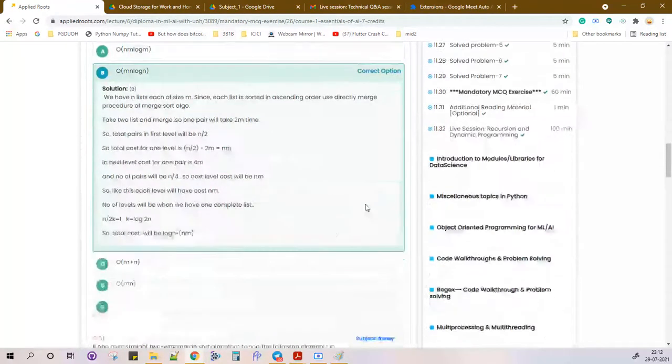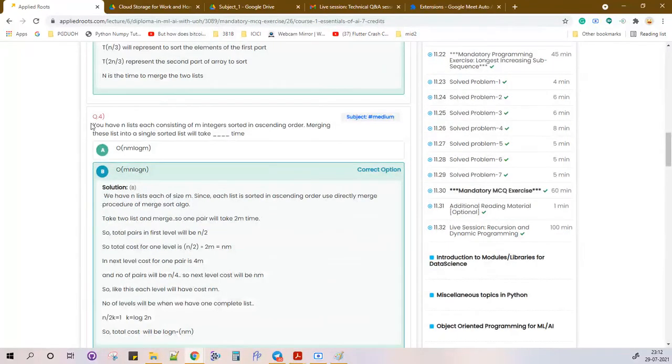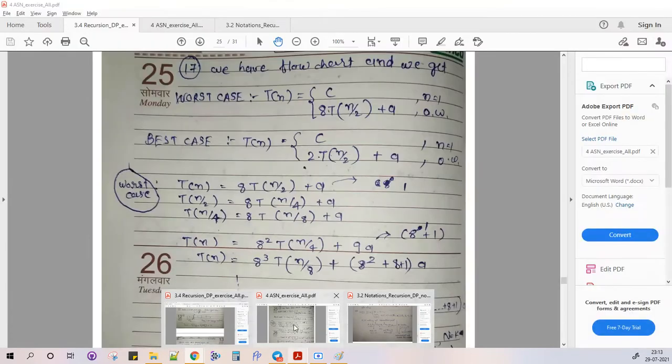Okay, so you have n lists, each consisting of m integers sorted in ascending order. Merging these lists into a single sorted list will take how much time? How many lists am I having? N lists, and each has m integers, already in ascending order. And I am performing the merging operation. So how much time will it take?